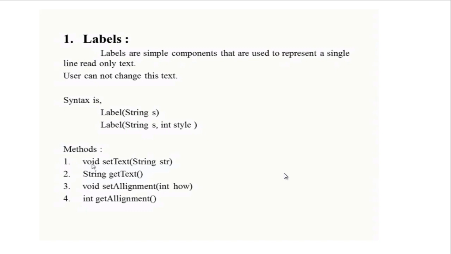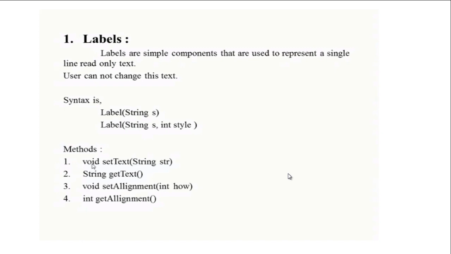Next, the methods which are used for label. First is void setText(String str). We can set the text of the label using this method. In this, string is assigned to that particular label. Second method is String getText(). By using this method, we can read or retrieve the text given to the label.